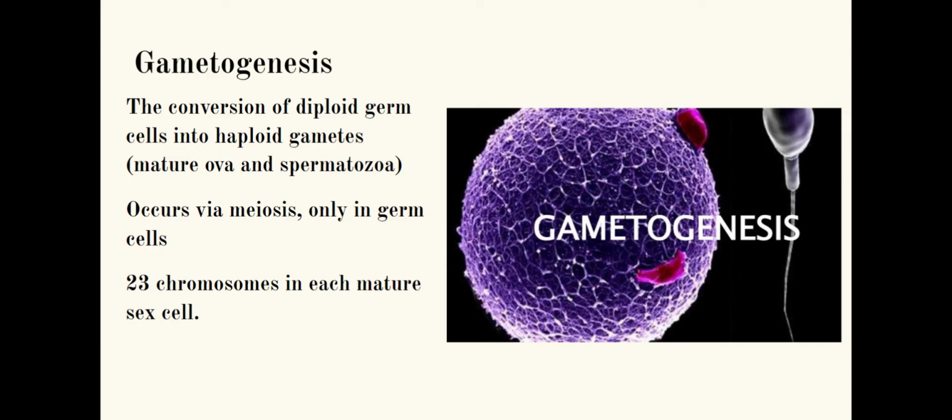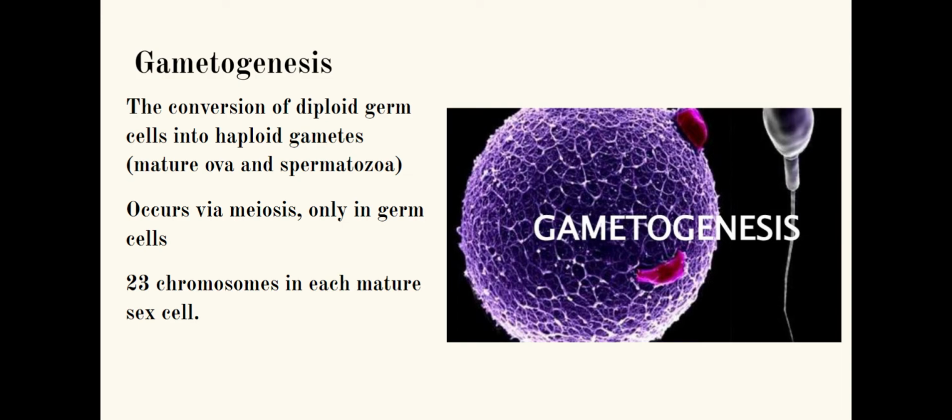Gametogenesis is just the conversion. This is all basic bio. If you feel confident with it, you don't necessarily have to spend a lot of time studying it. But it's the conversion of your diploid germ cells. You have these immature germ cells, and they turn into mature ova and spermatozoa. So that's gametogenesis. It's not a gamete until it can combine with someone else's gamete and make a person.